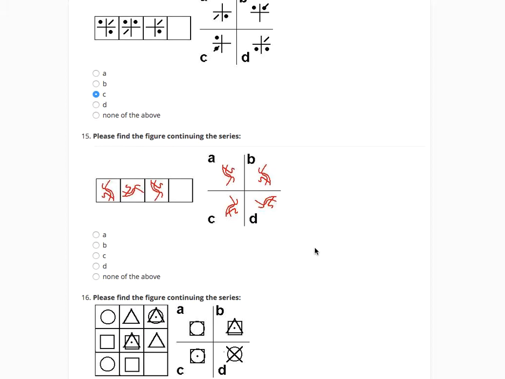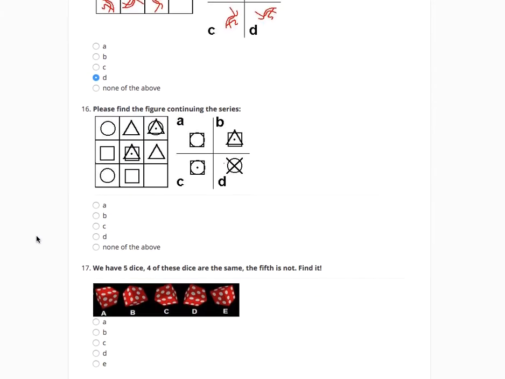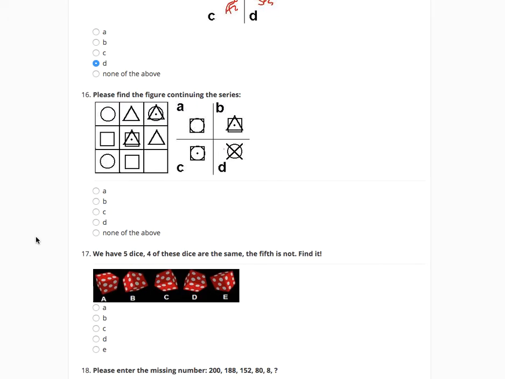Number 15, please find the figure continuing the series. Let's see what this is. So we have to have a horizontal picture after this because it's rotating clockwise, I think. So we have to have a horizontal picture, so that's D. Please find the figure continuing the series. What's the figure continuing the series?